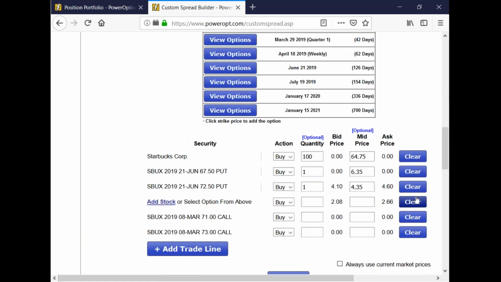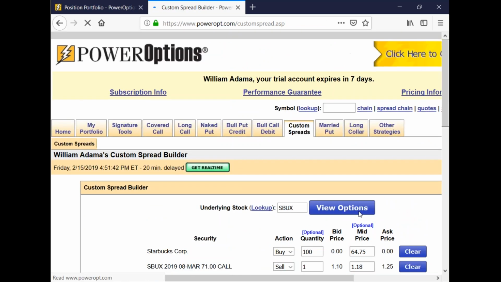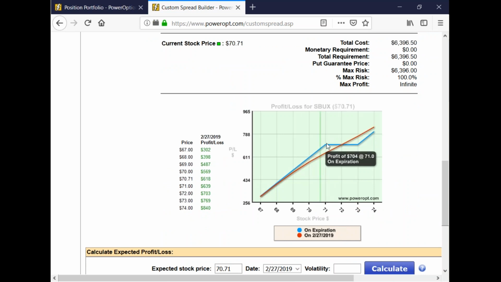With just the stock, let's look at it with just the stock. We know it would bulletproof the position here for what we're going to do. The bear call spread on top of the stock leaves the upside open.